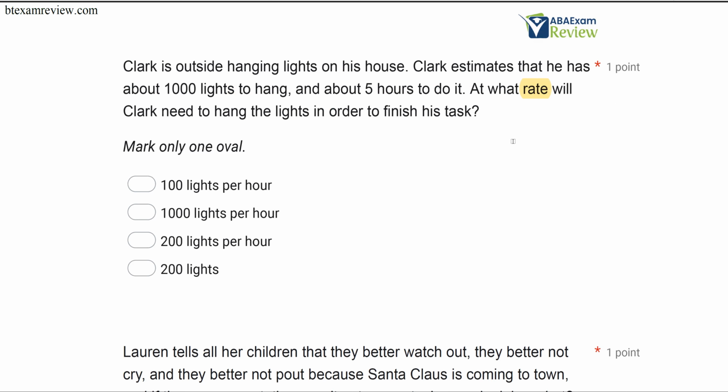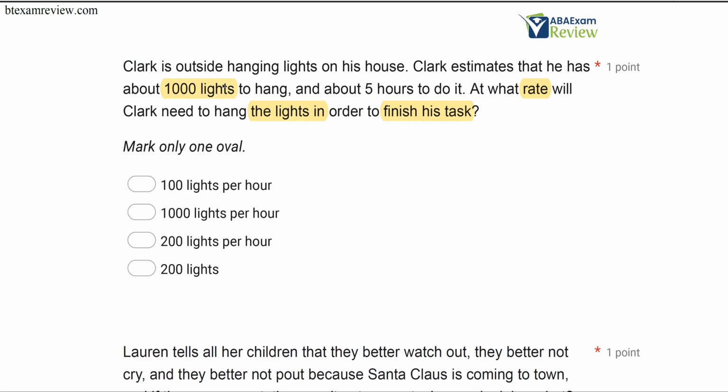What do we mean by a per amount? Well, when you have a frequency, let's just say 5, in an amount of time, let's say 1 hour, that would be 5 per hour. So you have to look at your frequency and your time, and then all you do is take your frequency and divide it. So in our case, we need to know at what rate does Clark need to hang lights to finish his task. So how many lights does Clark have? That's going to be our frequency.